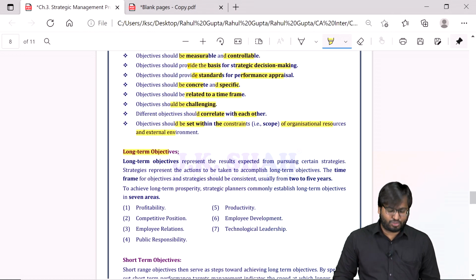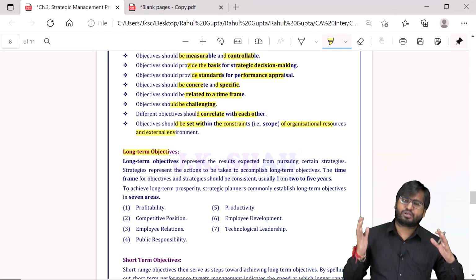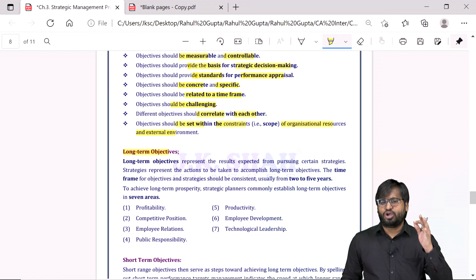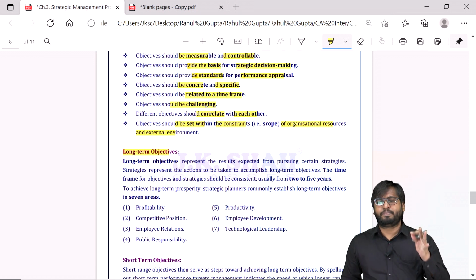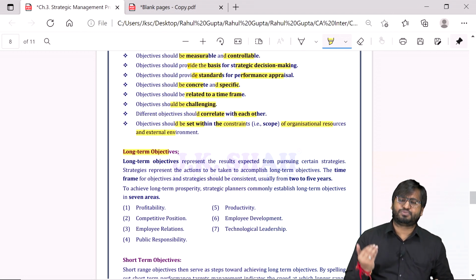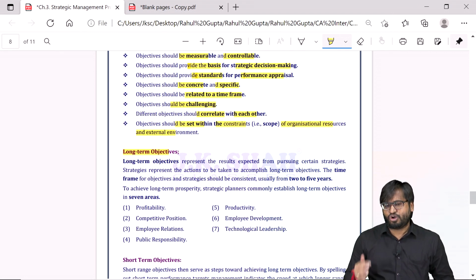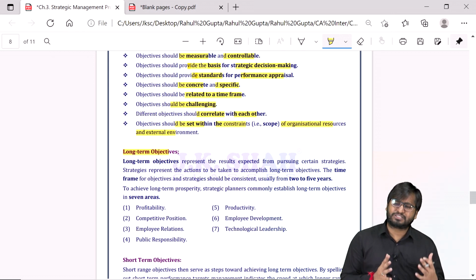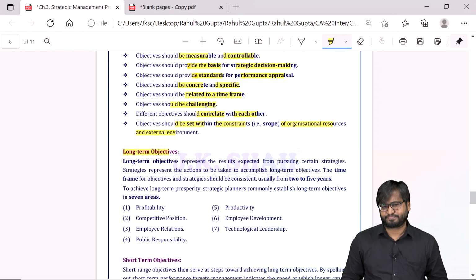We have two types of objectives, long-term objectives and short-term objectives. Any objective which is for a period of 2 years or above, 2 to 5 years, is called as long-term objectives. Objectives below that, within a year, 6 months, short-term objectives.